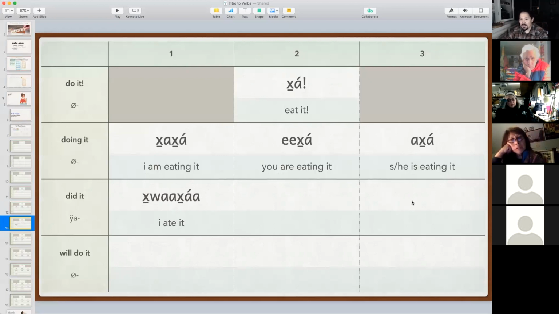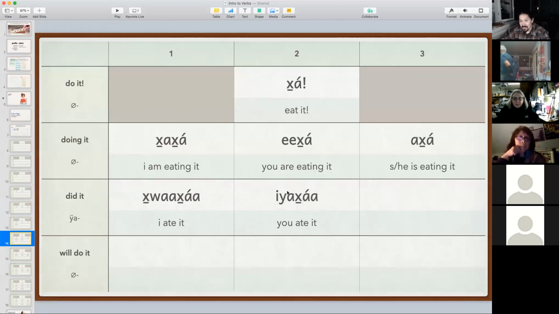So how about you ate it? Iyacha. Sometimes you've got two options for the second person perfective: iya and ye. The zeros will usually be iya if it's a zero conjugation verb. The other ones will usually be ye. Ye ta, you slept. Iyacha, you ate it. Singular, they ate it.